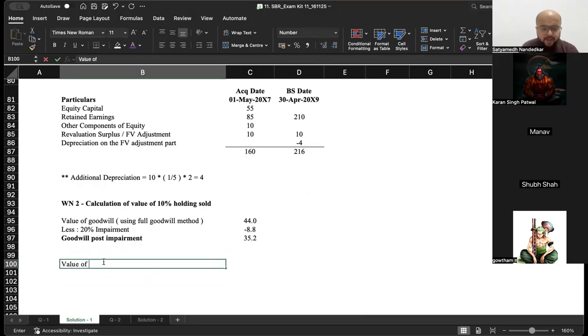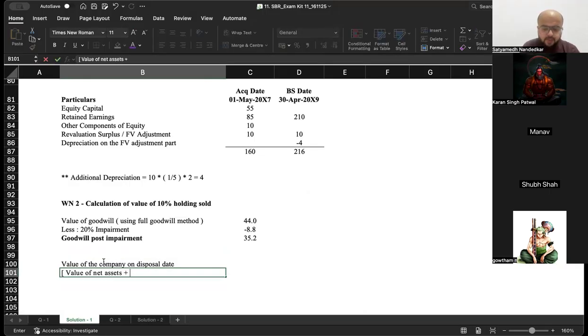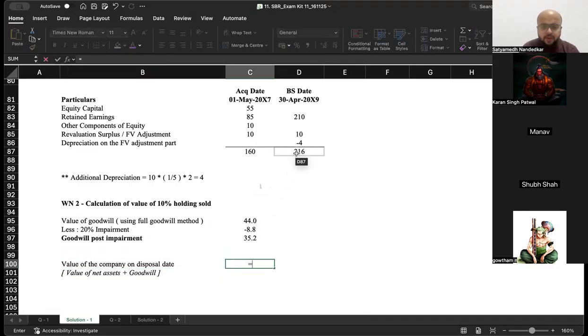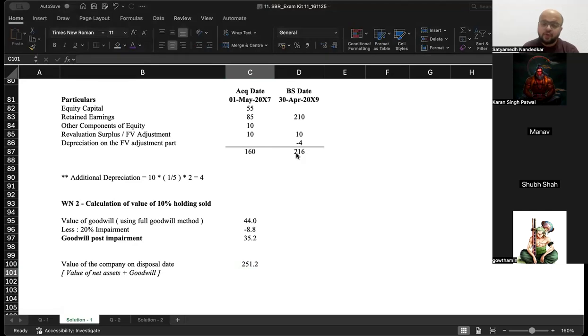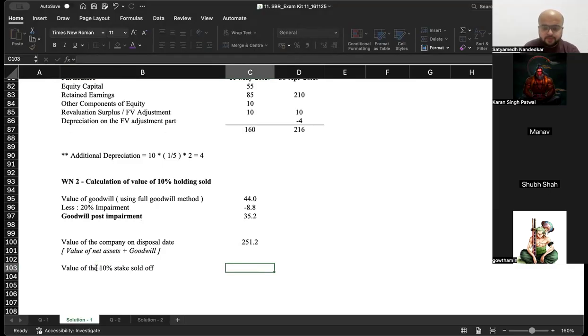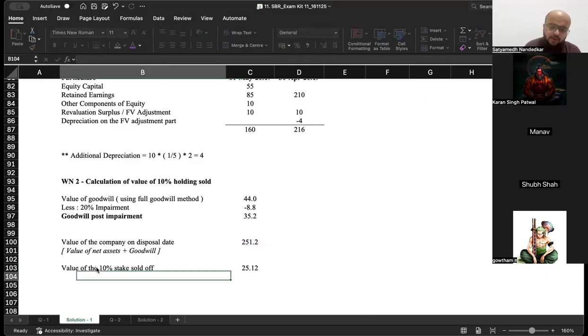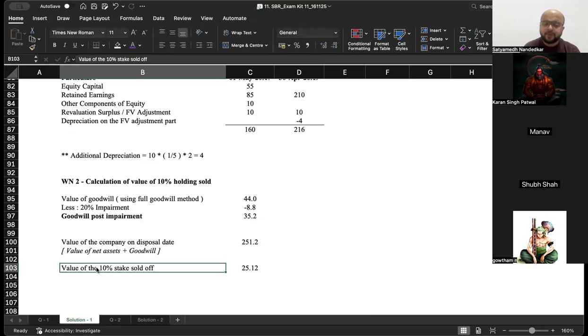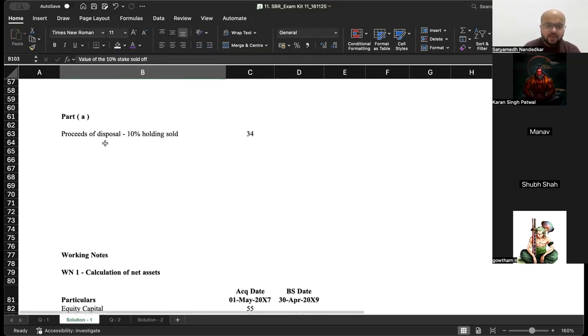Now, what is the value of the company on disposal date? It is value of net assets plus goodwill. Correct. So how much will that be? 216 plus 35.2. That is 251.2. So, what is the value of the 10% stake sold off? It should be this into 10%, 25.12. Okay. This is the value of the 10% stake sold.